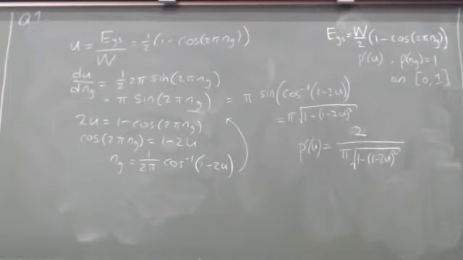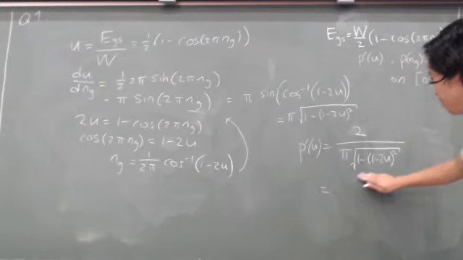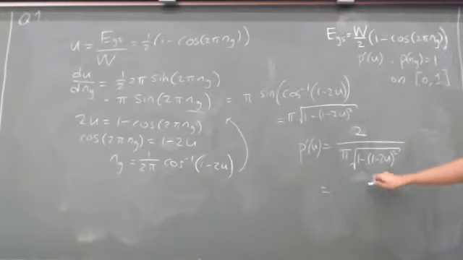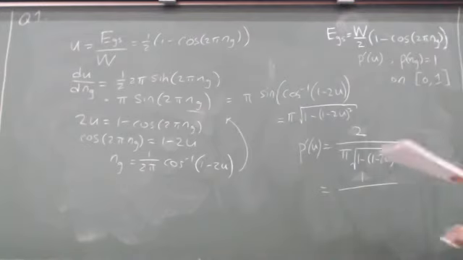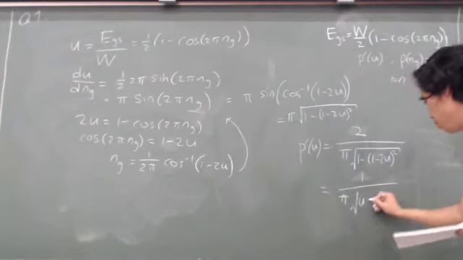So we can make this look a little bit prettier if we do some simplifications. You can expand this out and eventually cancel out a couple of prefactors, and you should hopefully get pi times square root of u minus u squared.